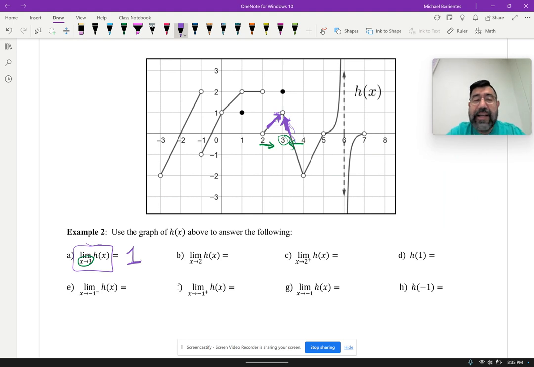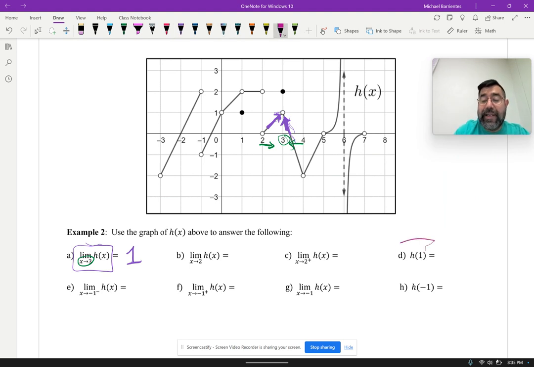Again, that's not where the point is, right? There's an open circle there. That's okay, because the limit is looking to see where is it going, not where does it end up. That's a different question. I'm going to skip to letter D.